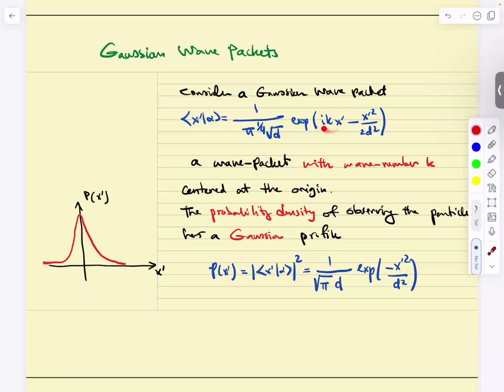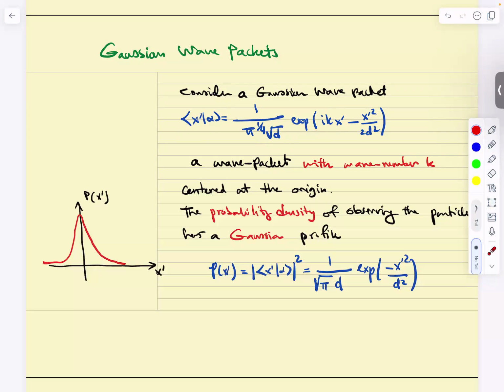This is a phase because I'm allowed to have a phase, right? And hopefully it's clear that the normalization does not depend on k, the phase. That should also be clear.